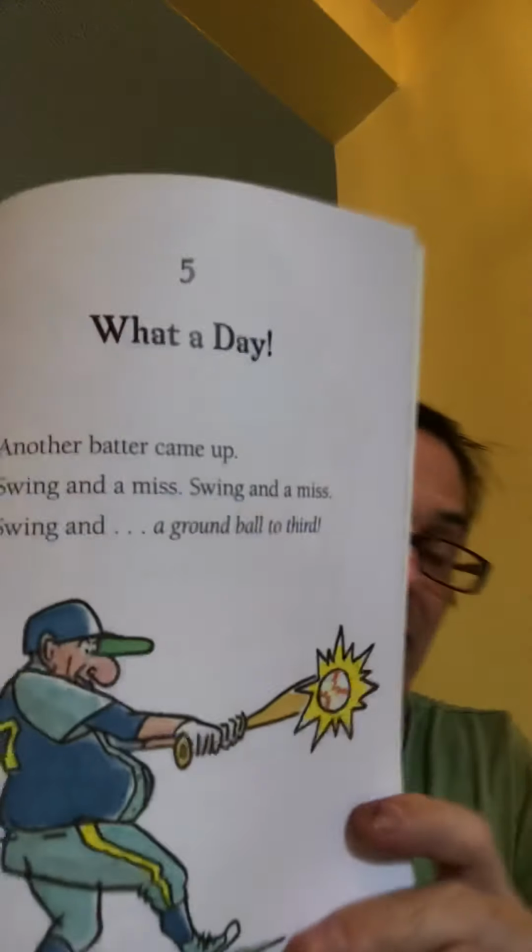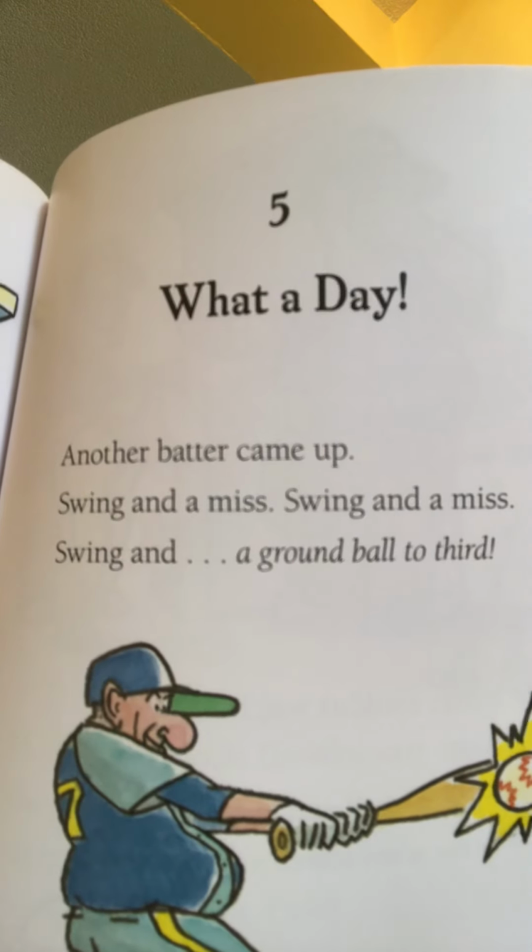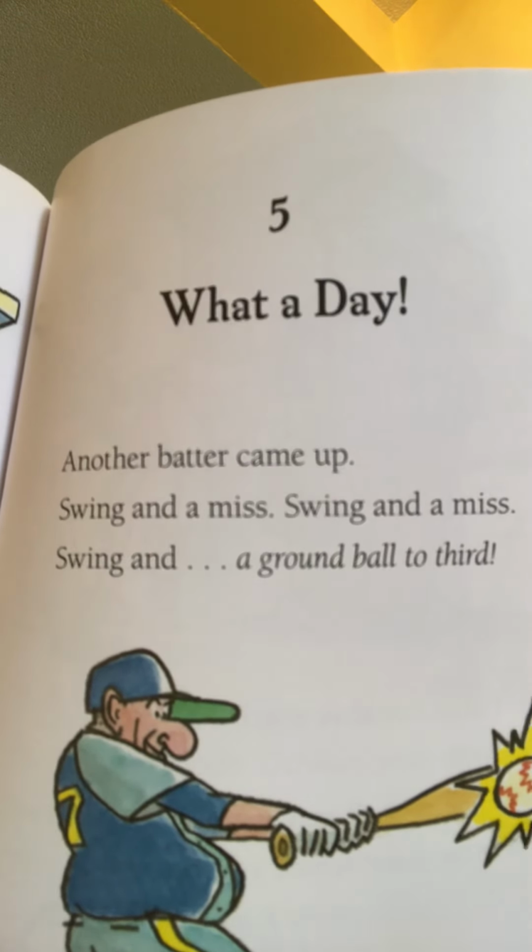So I skipped ahead to chapter 5 and Mr. Putter and Tabby dropped the ball. And so if I read this page, another batter came up. Swing and a miss. Swing and a miss. Swing and a ground ball to third. Was that reading smoothly? No, that sounded like a robot. My voice wasn't very smooth, and I think I need to make it smoother. So I need to reread to smooth it out and show the big feeling, okay?